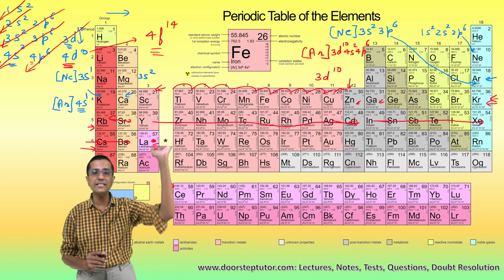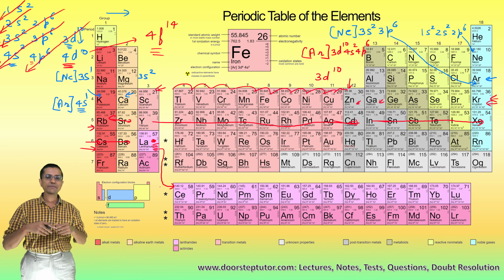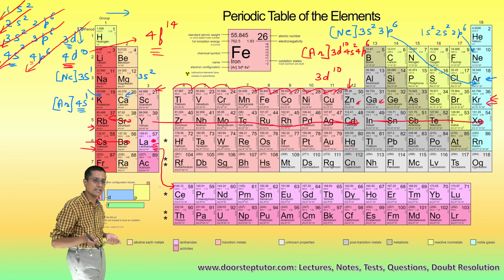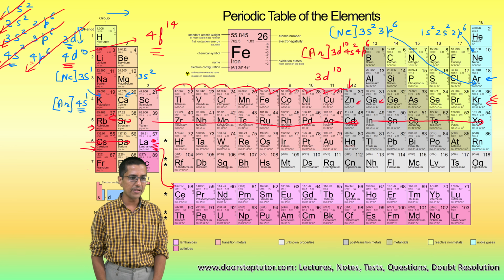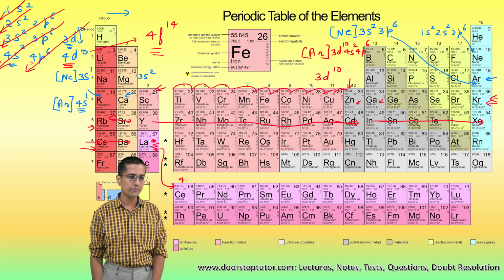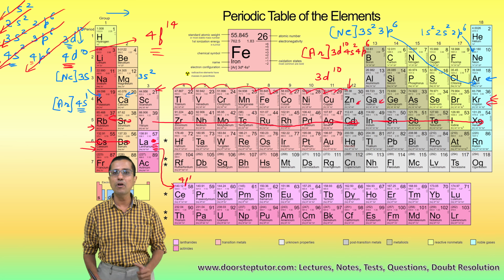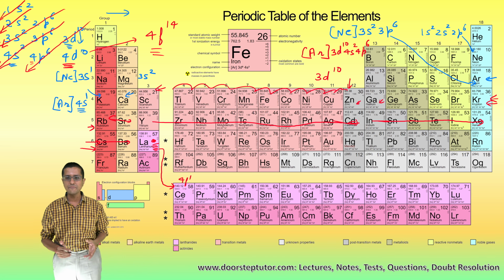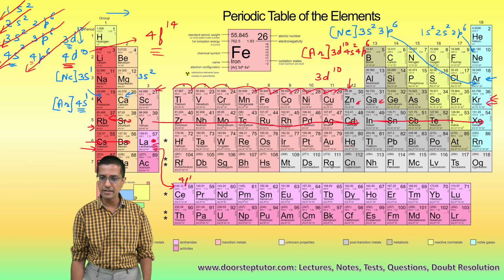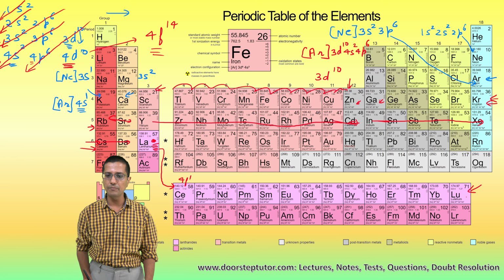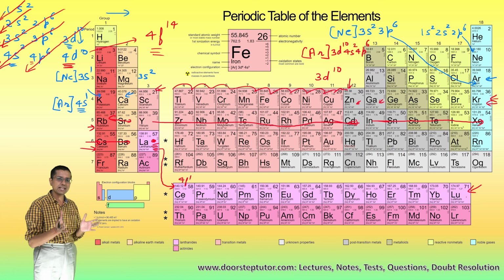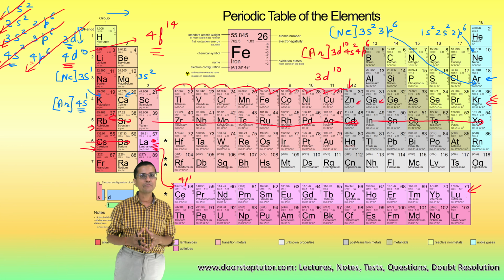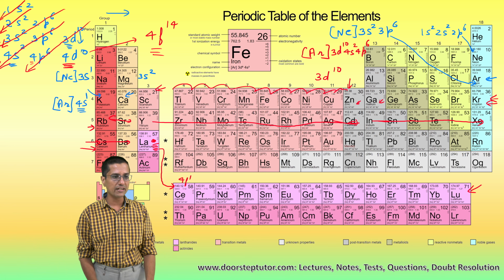So cerium is the first element in which the first electron gets into the 4f orbital. So it is 4f1, and from cerium onwards till we reach lutetium right here, we are filling up the f orbital, and these are known as the lanthanides. Now there is an entire chemistry associated with lanthanides, which we will study in another class.